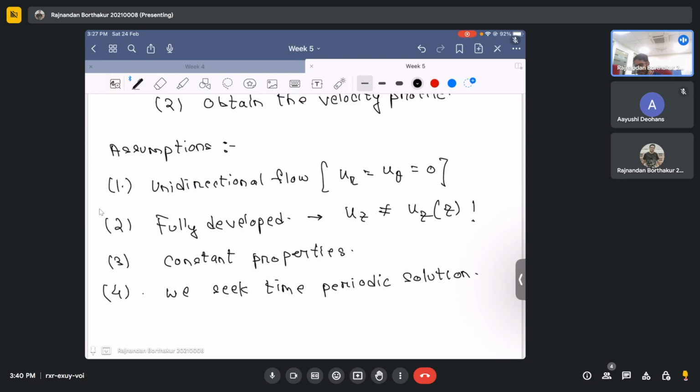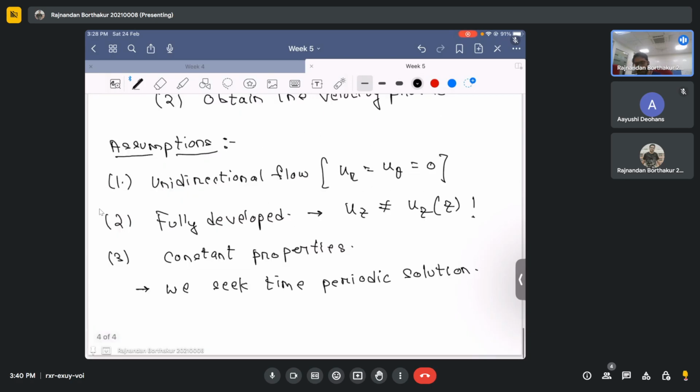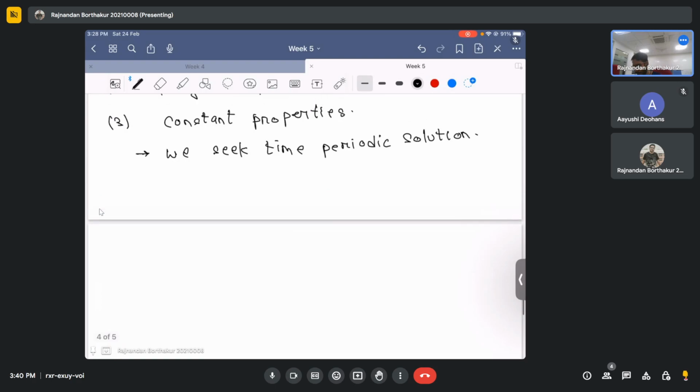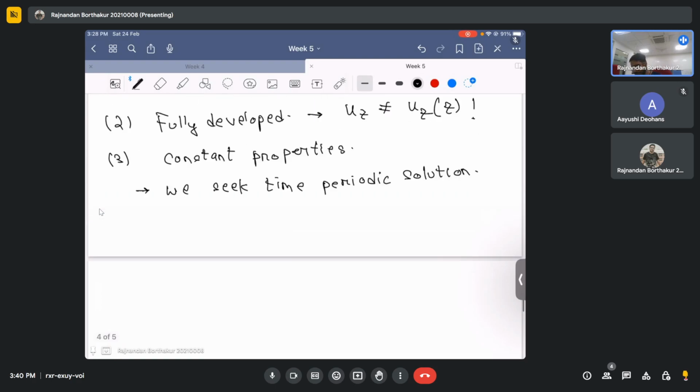So I won't say this is an assumption, so let's not write it as an assumption, but our solution will now have time as a parameter in our analysis. So the 1, 2, 3 are the assumptions, and we now seek a time periodic solution, and we'll begin with a similar process, just how we did in solving the Stokes second problem.